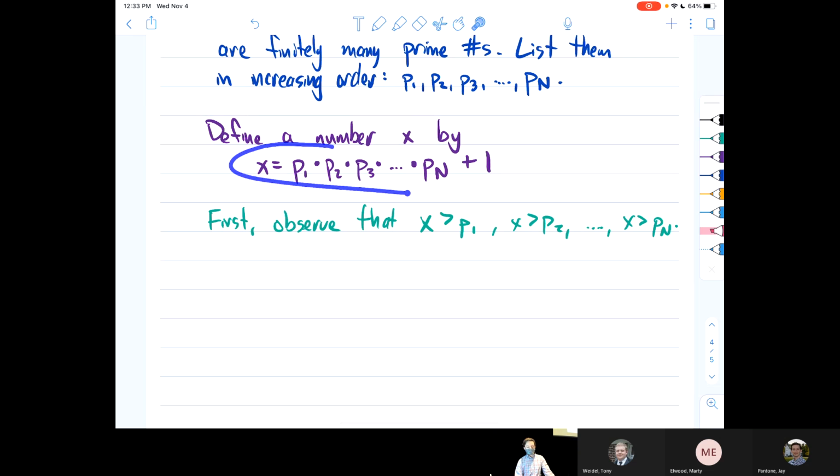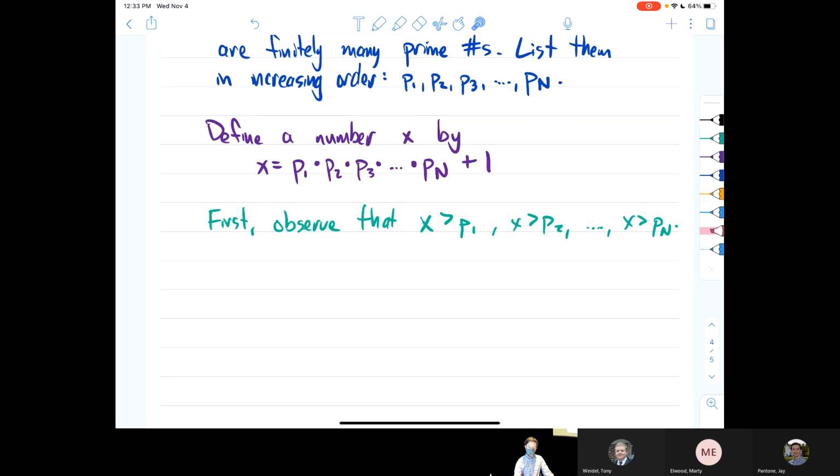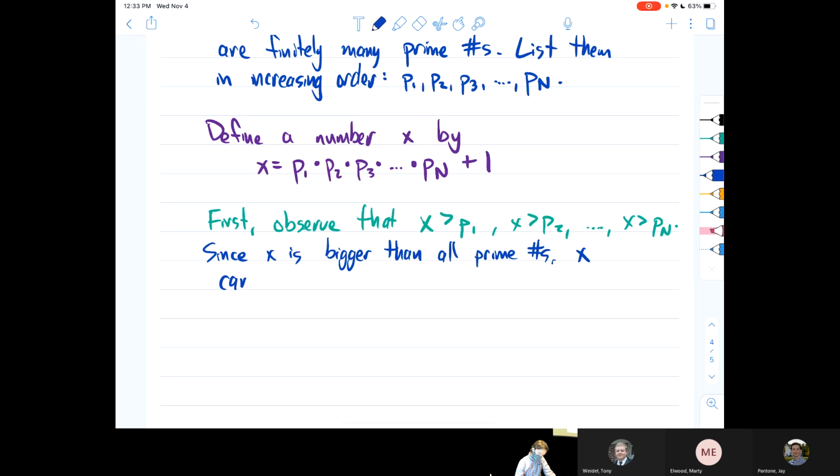So we defined a new number. Since it's bigger than our list of prime numbers, this is our complete list of prime numbers. We defined a bigger one. Therefore, x is not prime. Since x is bigger than all the prime numbers, x can't be prime. We're not done yet. This is not a contradiction. That's our first step. Let me pause here and see if anybody has questions.